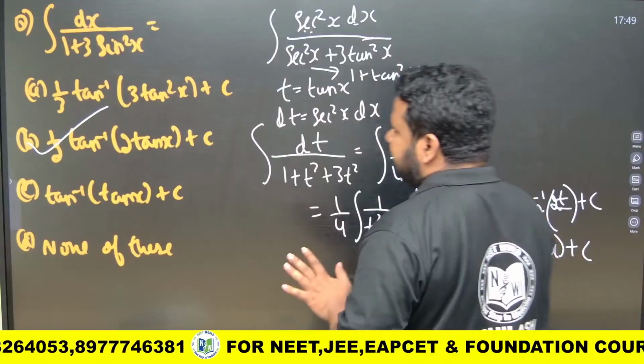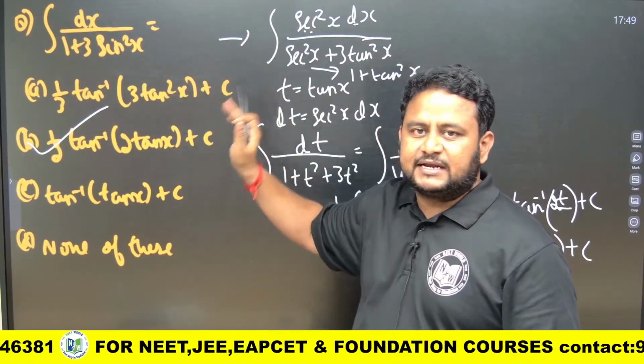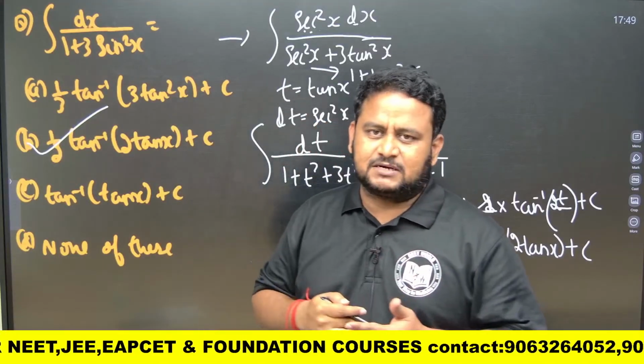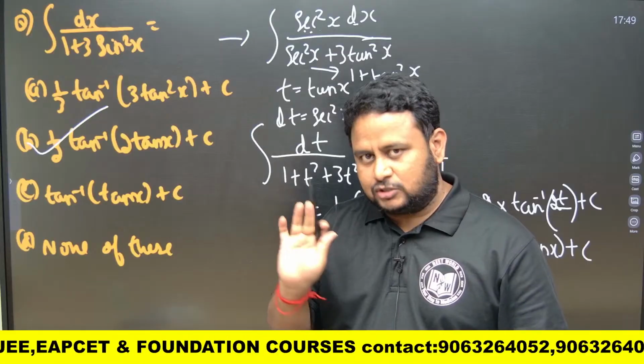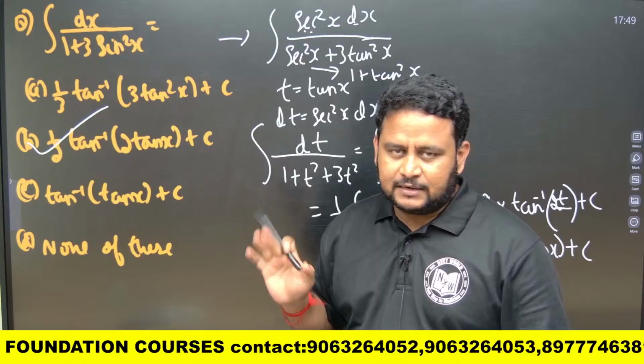Here, the most important key step was dividing numerator and denominator by cos square x. Clear? Then the question becomes very simplified. Put t is equal to tan x, so that dt becomes secant square x dx. Clear? Let us move to the next one.